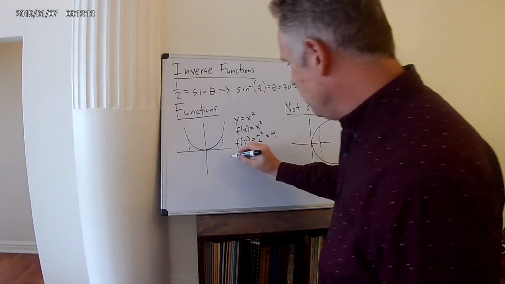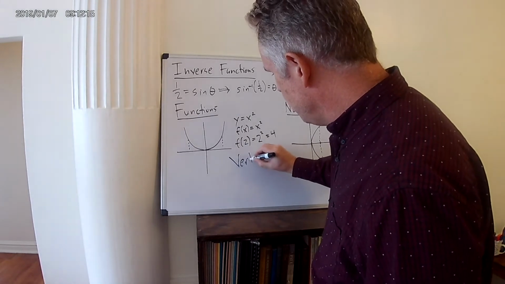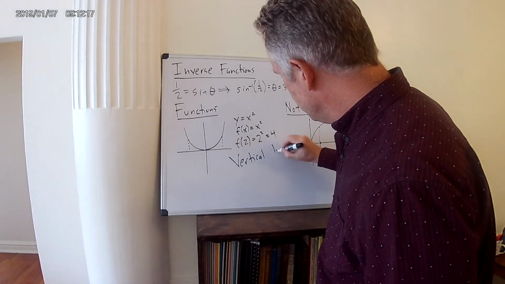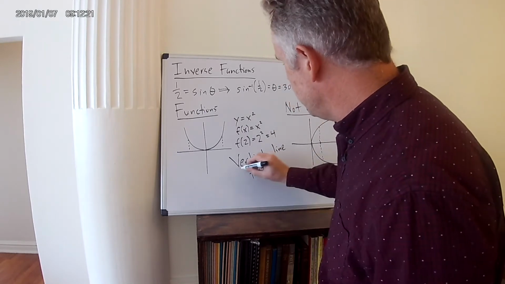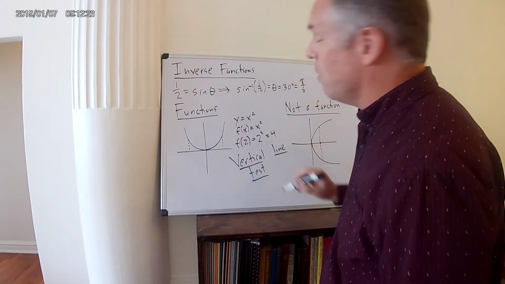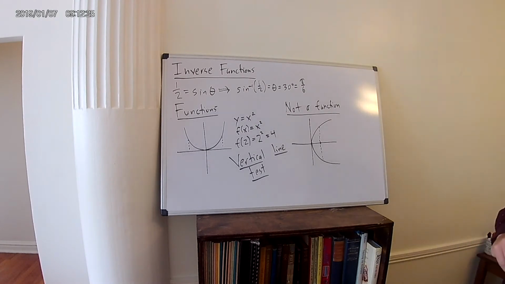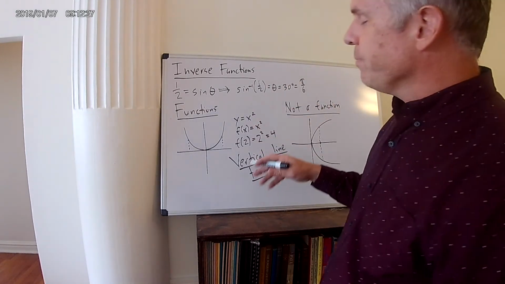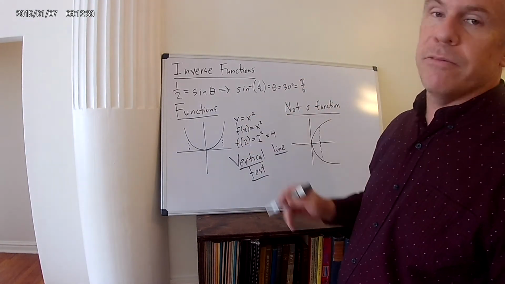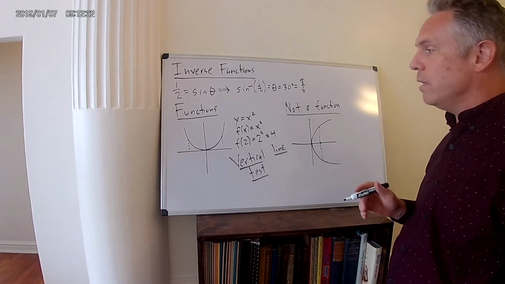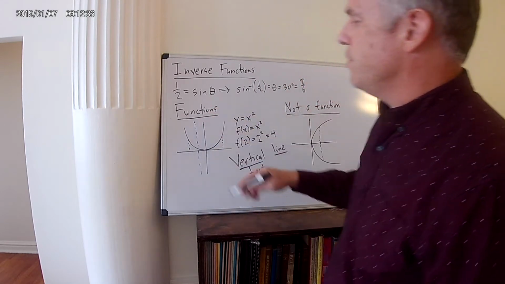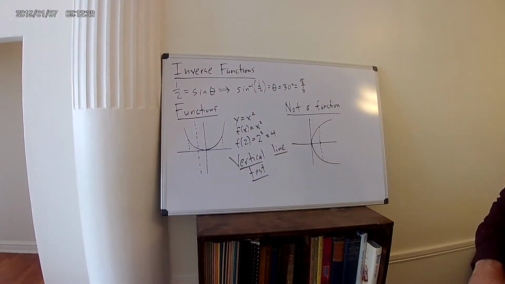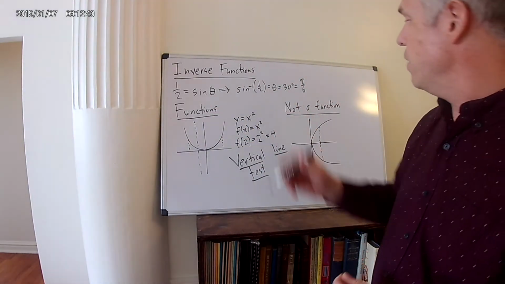And there's something called the vertical line test, which I'm sure you've heard about. The vertical line test is basically a test to see whether you have a function or not. What it says is that if you draw any vertical line, that vertical line can intersect your function at most one point. So if I choose some vertical line like this, it intersects my function at most one point. So this is a function.